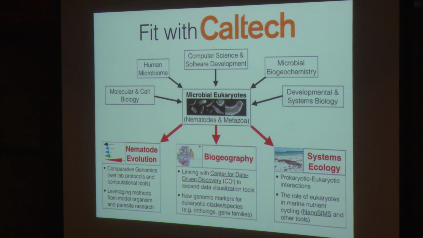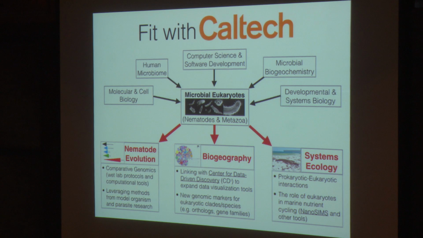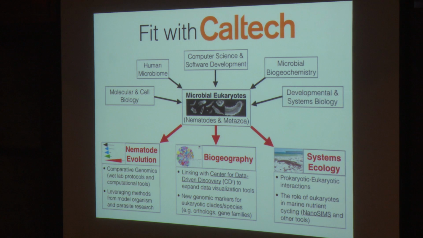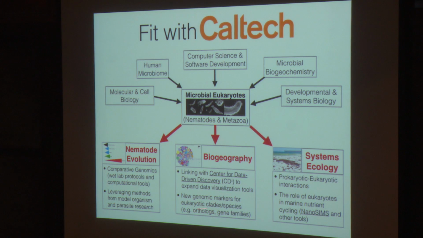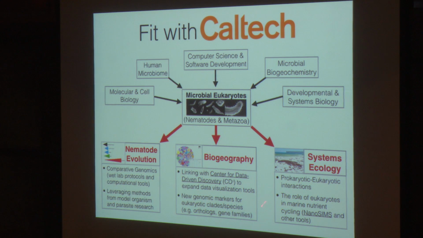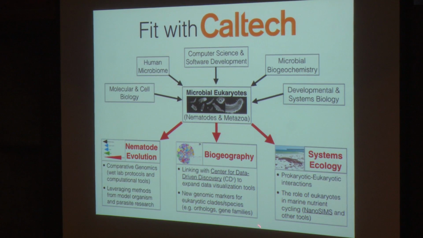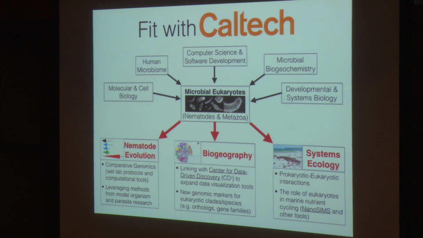Also in terms of biogeography, linking with the Center for Data-Driven Discovery, I'm always thinking about how the astronomy community deals with these massive data sets. So I think there's definitely scope to learn from very disparate disciplines and pull tools and discuss common ways in which we can visualize data. Identifying new genomic markers, so other orthologs or gene families which we can look for in these taxa. And in terms of systems ecology, really pulling very strongly from the prokaryotic community. So again, microbial and biogeochemistry. And I've been really interested to use cutting-edge tools such as nanoSIMS to look at very small-scale nutrient cycling questions and interactions between bacteria and eukaryotes.